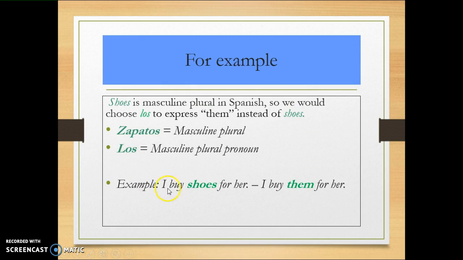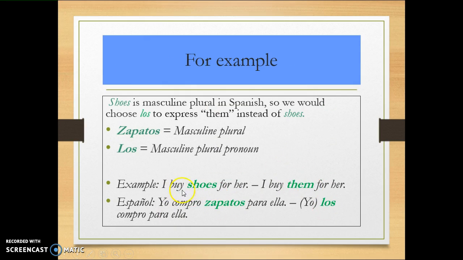So in a sentence, I buy shoes for her. So instead of saying I buy shoes, we could say I buy them for her, right? Because this is the direct object pronoun because it answers the question what or who. I buy what for her? I buy shoes for her. So we replace that with them. I buy them for her. En español, yo compro zapatos para ella. Yo los compro para ella.